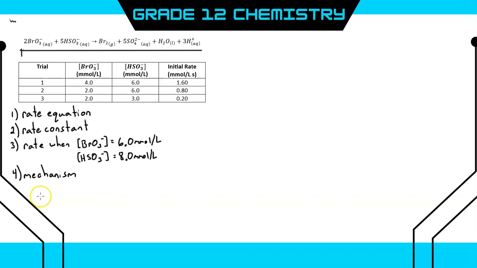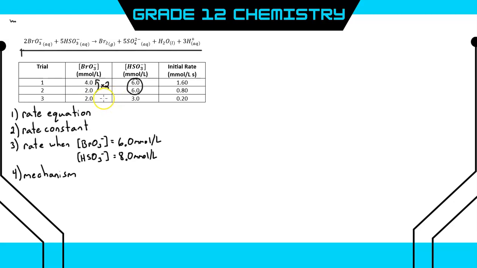So let's start with the rate equation. To figure out the rate equation, we need to figure out how the concentration for each reactant affects the rate. To do that, you need to see when one concentration is constant. So notice that right here, this concentration for this reactant remains constant, whereas this one, if we're going from trial 2 to 4, we double.